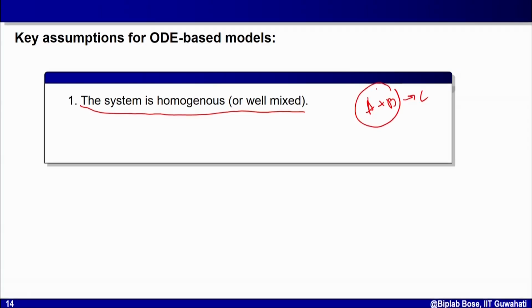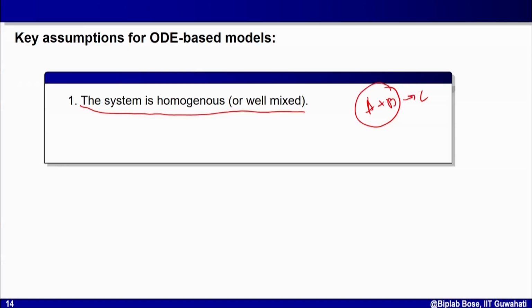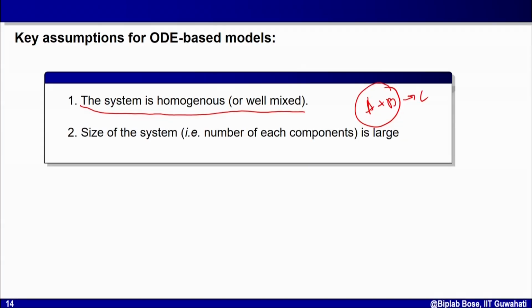So we have to make sure that A and B are very well mixed, so that I can imagine that the concentration of A and concentration of B are always the same across the whole flask. So this is one basic requirement if you have to make an ODE based model, and you have to make sure that in reality that is true for your model. The second criterion is that the system size has to be very large. Otherwise, you cannot use an ODE based model.